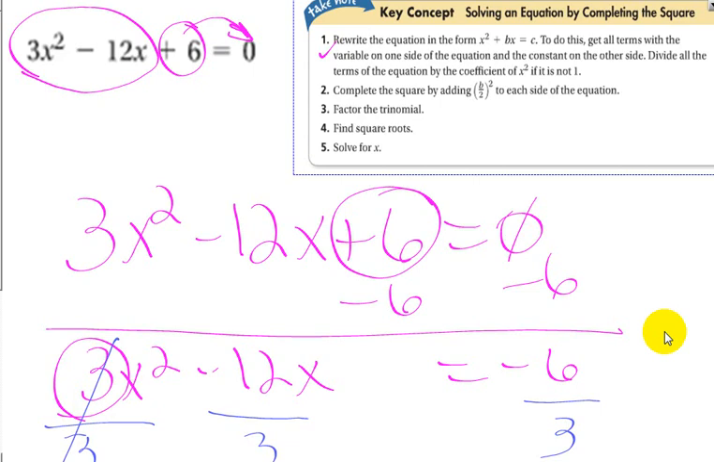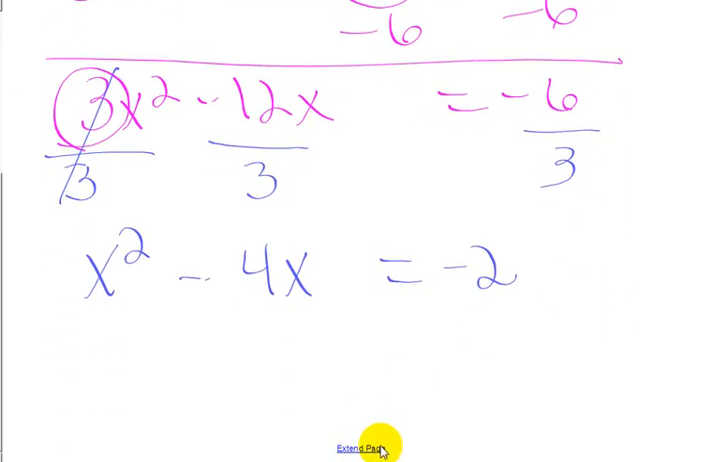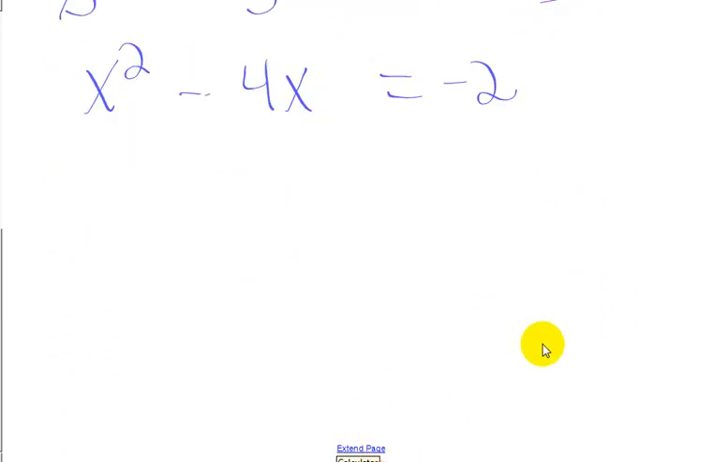Now step 2 says complete the square by adding b divided by 2 squared to each side of the equation. So let's complete our square. B divided by 2 squared. Our a is 1 now, b is 4, and we don't have our c over there right now. So b divided by 2, so it's going to be 4 divided by 2 squared. So 4 divided by 2 is 2, and 2 squared is 4. So we're going to add 4 to each side.